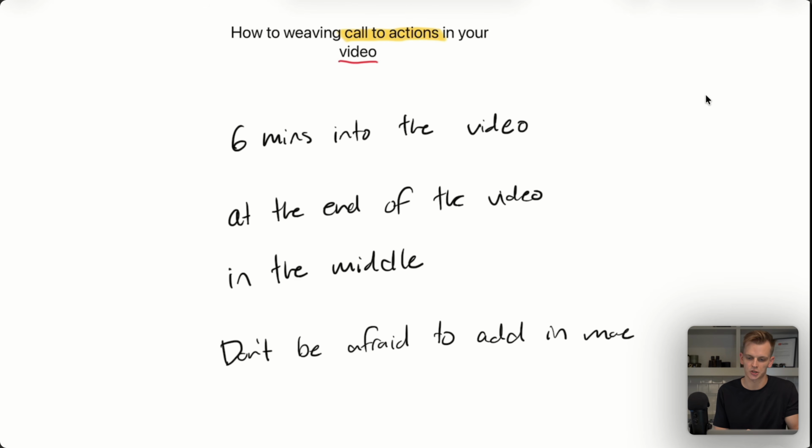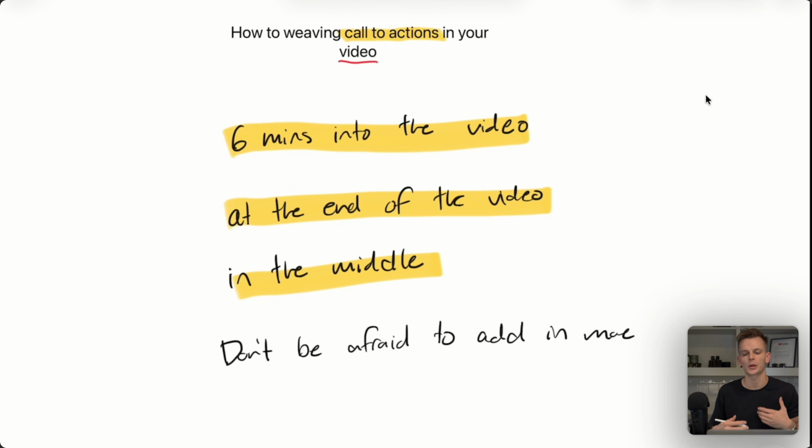When you're adding in call to actions in your videos, the first most important spot is that you add in a CTA around the 6-minute mark. So this is somewhere in the beginning of your video. The next one will be somewhere in the middle. And then the last one will be at the end of your video, just kind of going over the call to action in a little bit longer format. So you can do this for like 30 seconds if needed.